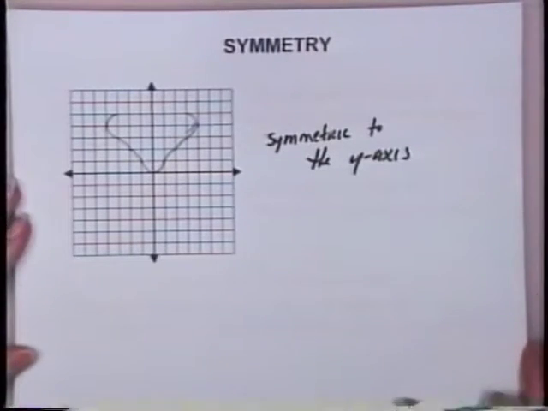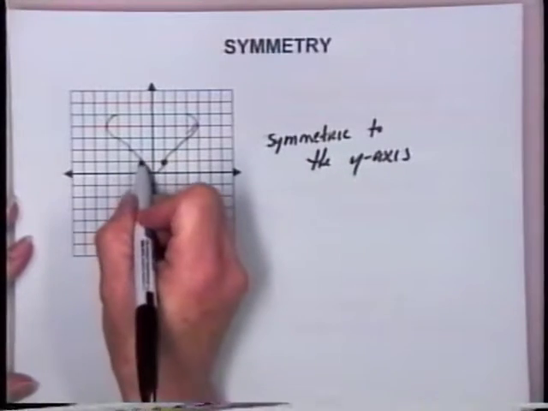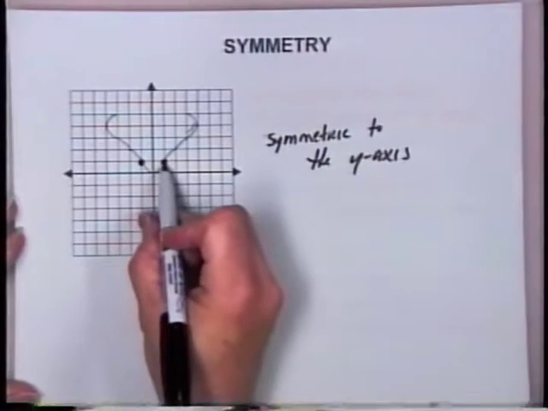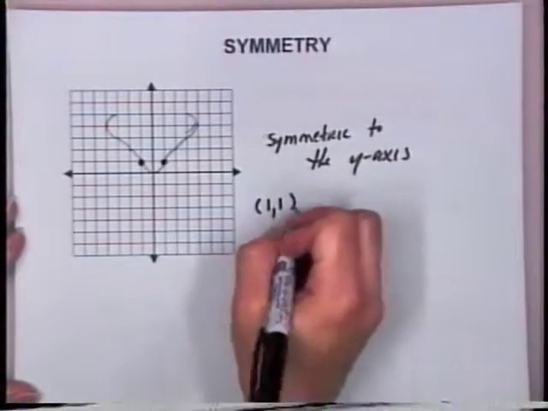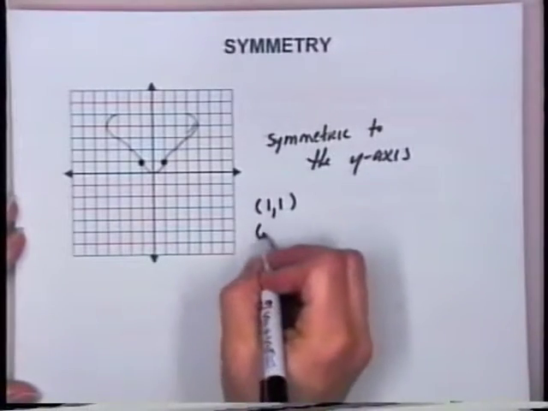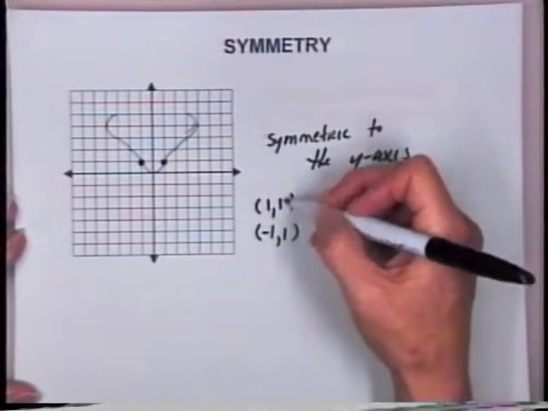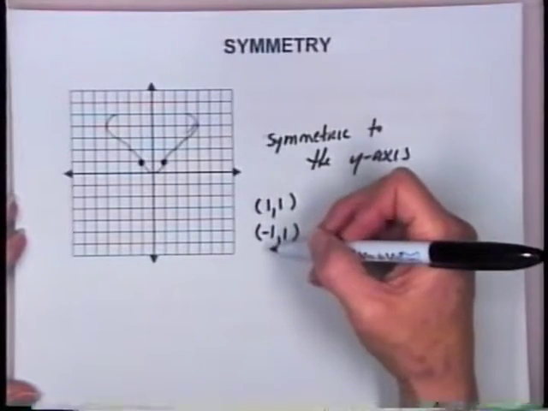Now, I want to show you in terms of points on this graph. Notice this point right here and this point right here, which is directly across the y-axis from it. What are the coordinates of this point? 1, 0. I'm sorry, 1, 1. And the coordinates of this point over here is negative 1, 1, right? Notice the y values are the same, but your x values are opposites, okay?